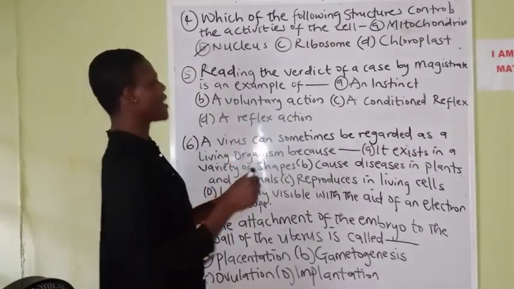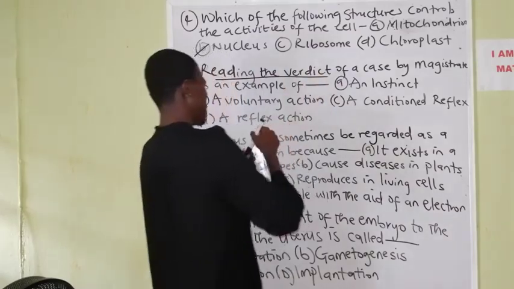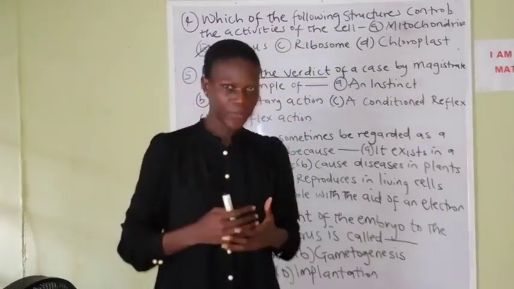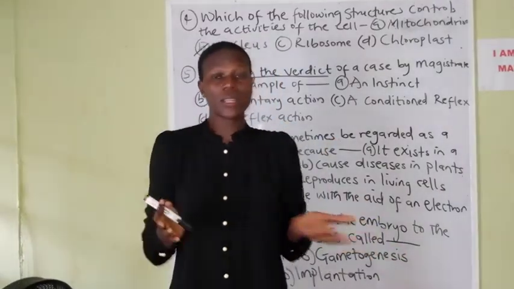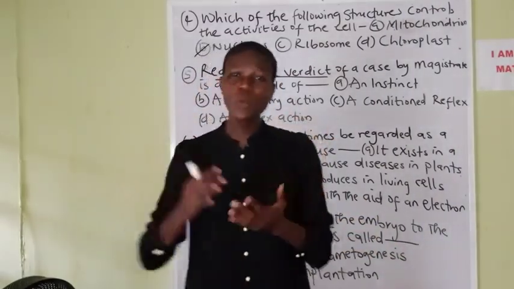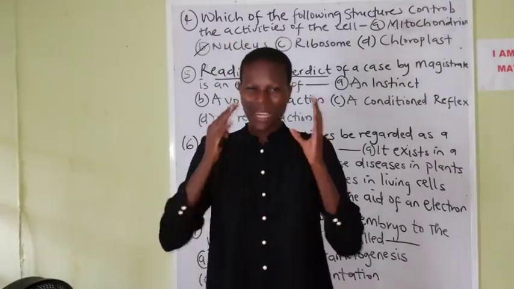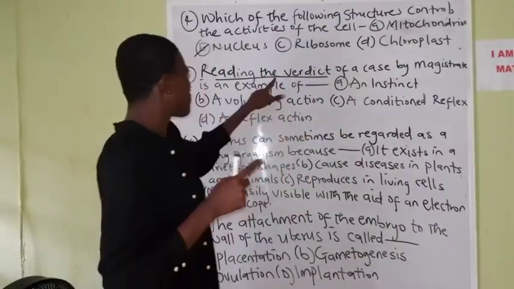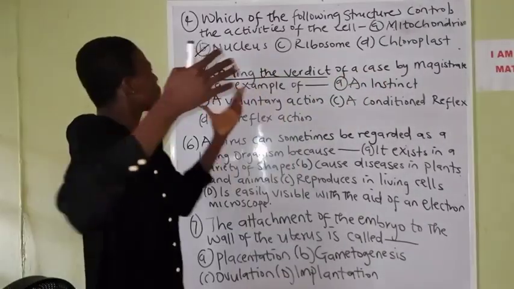Now, what is a verdict? Reading the verdict, what does it mean? This means a conscious, deliberate thought. You're making a decision over a criminal. For instance, the criminal does something wrong and you want to impute a judgment on this criminal. As a magistrate, you carefully impute the judgment. So that's what a verdict is. He was actually reading the verdict of the case. So what kind of action is this?